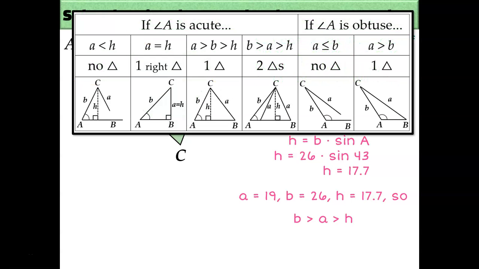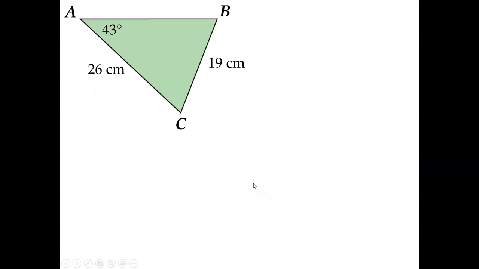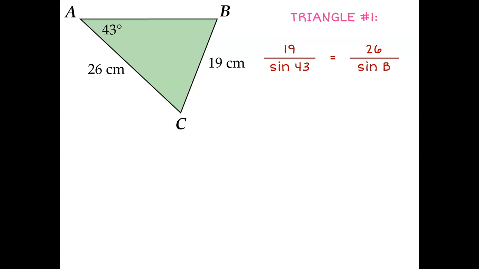So looking at our chart, I see that right here. BAH would be two possible triangles. So we have two different answers that we're going to get when we solve this triangle. Start out with the law of sines, 19 over the sine of 43. That's the angle that I know and the side that I know, and set that equal to 26 over the sine of B. That's the other side that I know and the angle that I don't know.